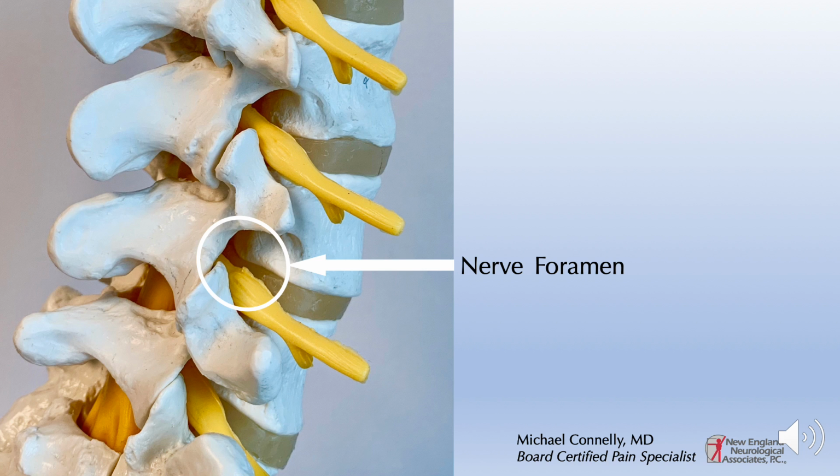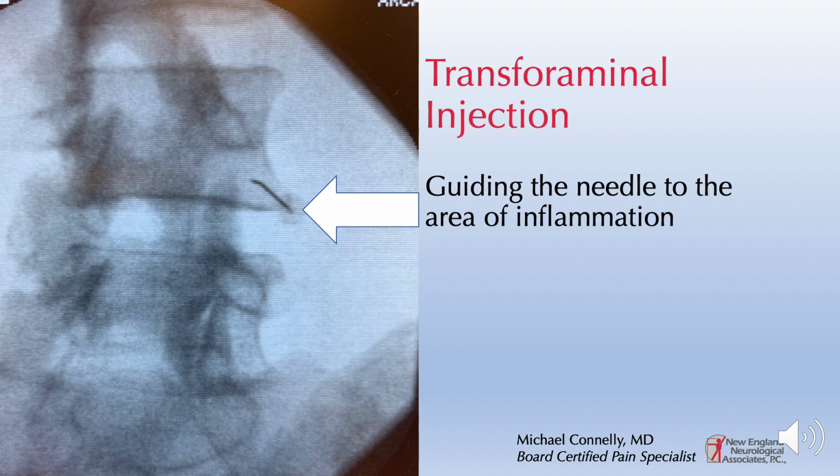This is a spinal model showing the area where the nerve exits the spinal canal and the area where we place the needle for the injection. This is an X-ray picture of the needle being guided by fluoroscopy into the foramen.